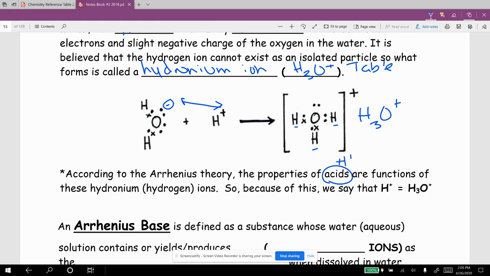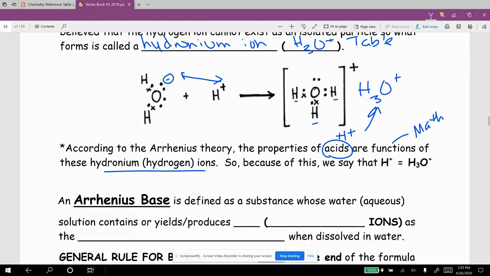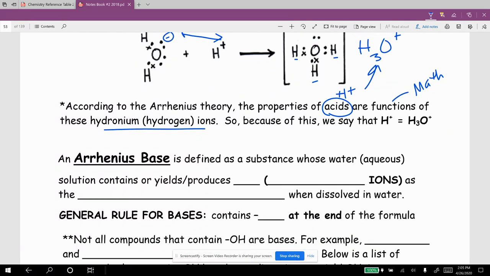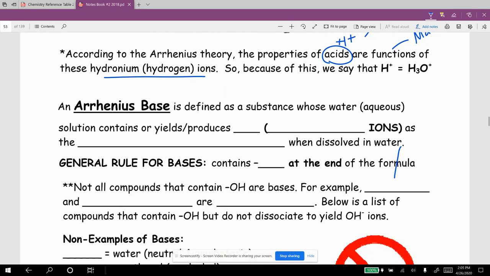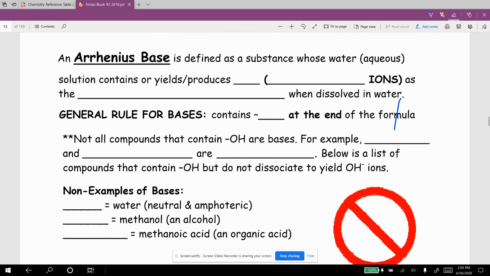Remember, acids have that H plus, which is essentially H3O plus because it's in the presence of water. Acids are functions of this hydronium ion. Remember, function has to do with math. We're going to get into some math a little bit later, but we're not doing functions, just function means math. So the more H plus there is, the more acidic. That's mathematical: the larger the H plus, the lower the pH, the more acidic.